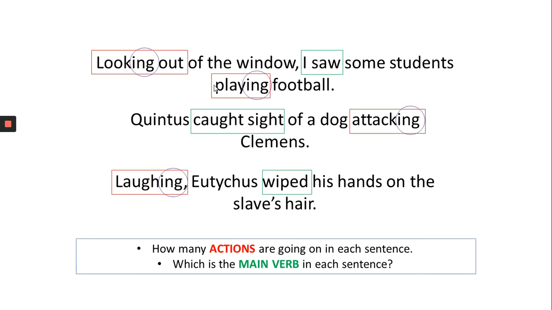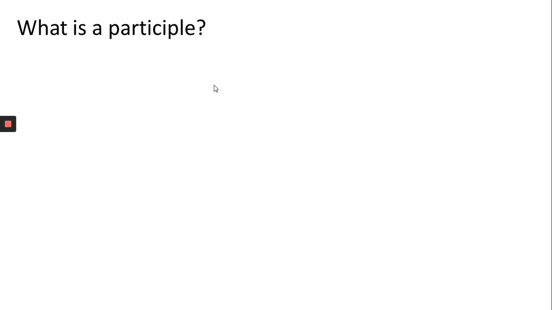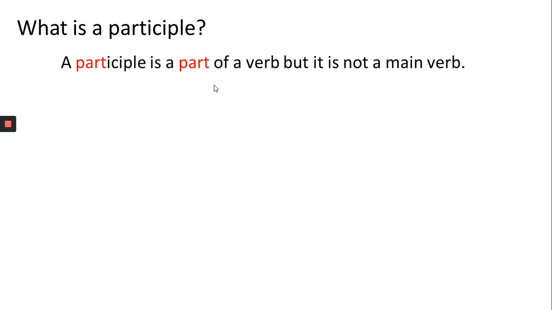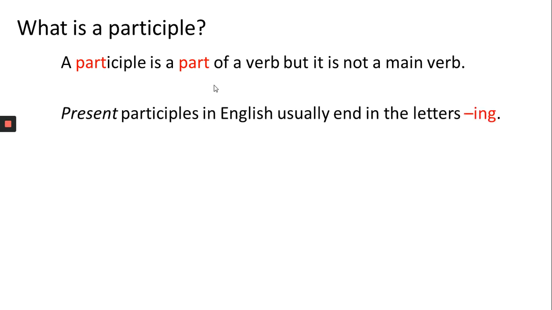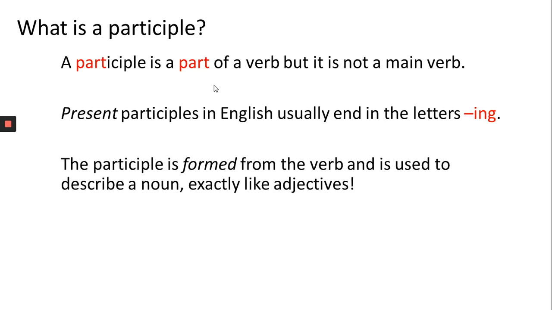These action words that aren't the main verb of a sentence are called participles. A participle is a part of a verb, but it is not a main verb. Participles in English, if they are present participles, usually end in the letters ing. Now, participles are formed from the verb, but it's used to describe a noun, exactly like an adjective.